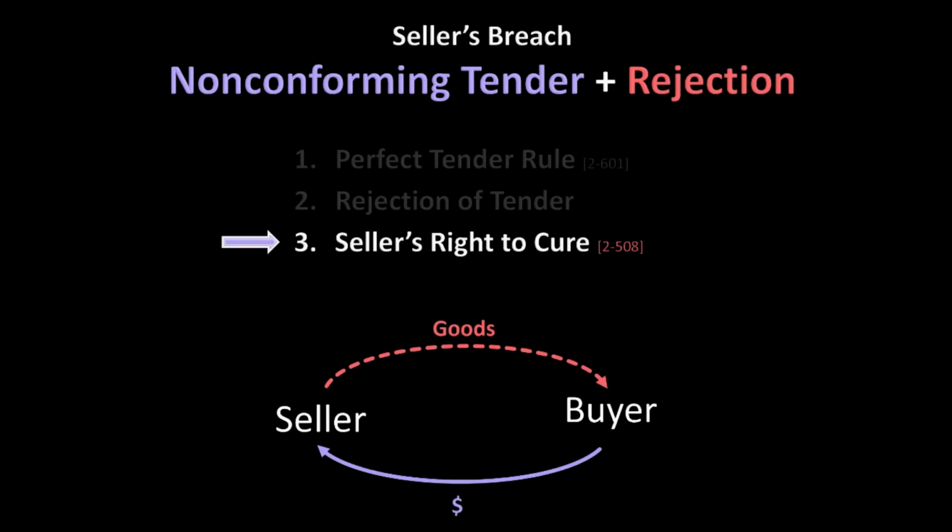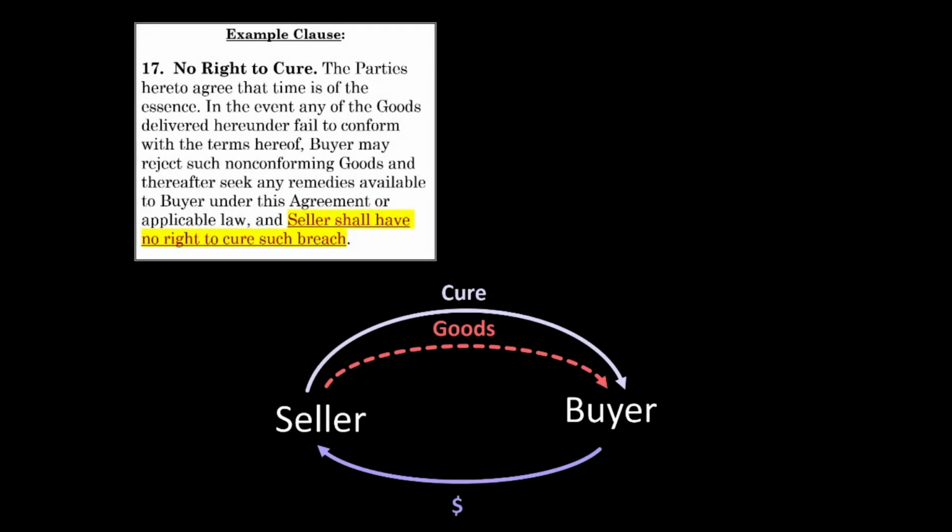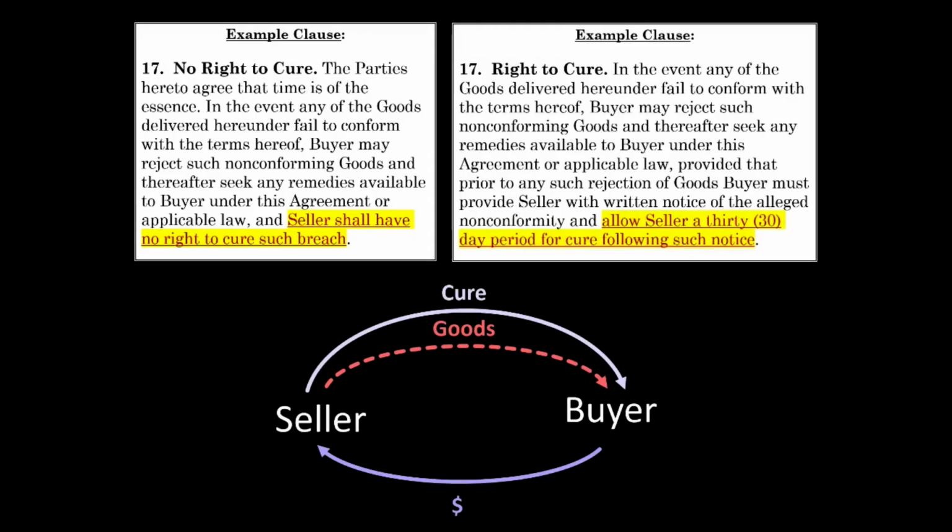So what happens next? Well, in some instances, the seller may have an opportunity to cure the nonconformity. That is, the seller will have the right, but not the obligation, to salvage the deal by correcting or ameliorating its breach. The seller's right to cure may be something that is addressed by the parties' agreement. For example, the parties' agreement may expressly specify that there is no right to cure, or the parties' agreement may expressly specify that the seller can cure and give a timeline for any such cure.